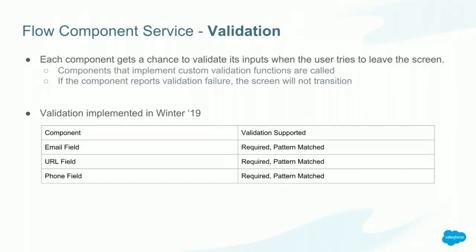And let me talk about a few component services in what time we have left. I mentioned validation. Those of you who are building components have asked, hey, I want to be sure that if my component doesn't have the right information, if I have a required field, but no one's filled in that field, I need to be a first-class citizen and make sure that the flow doesn't transition to the next screen. That functionality is now available in Winter 19, and several of the components that we're making available in Winter 19 take advantage of that out of the box.